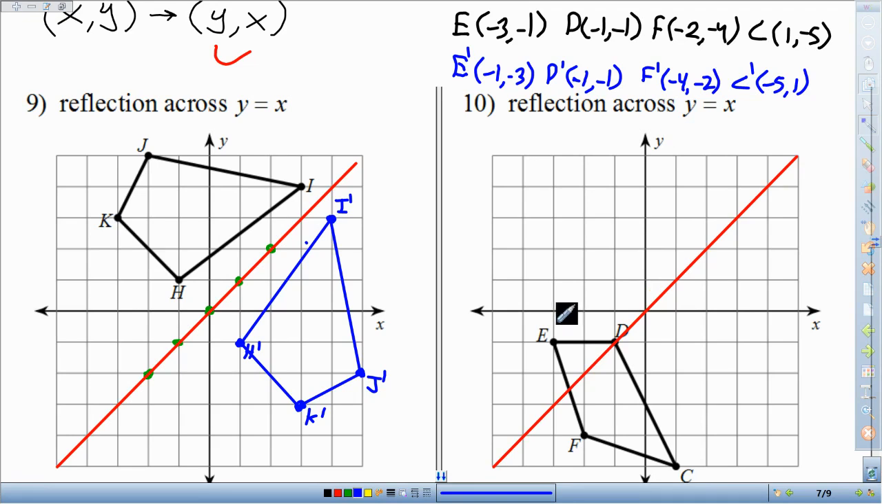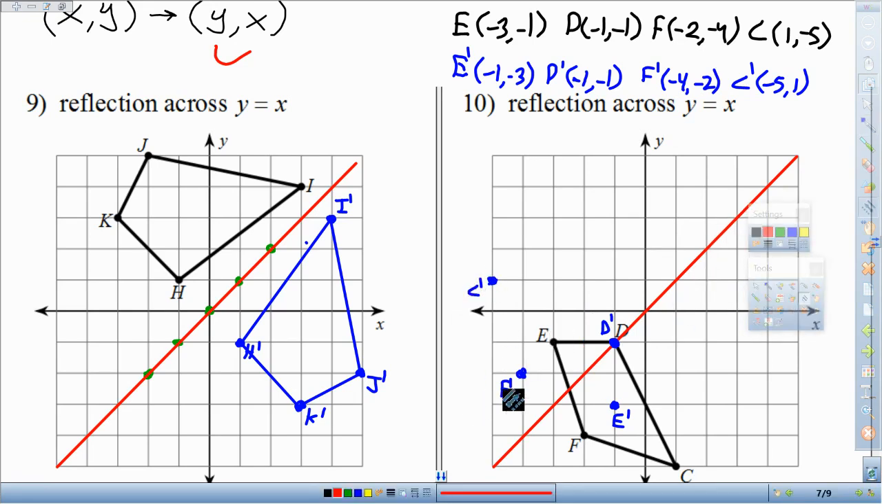Okay, so really, these don't take that long, just the explanation kind of did. So let's plot them, let's see what happens. E prime is at -1, -3. Okay, D prime, -1, -1. Okay, which by the way, you can tell it's landing right on top of itself, which we should expect because it's on the reflection line. F prime is at -4, -2, to the right 4 down 2. And C prime -5, to the left 5 up 1.